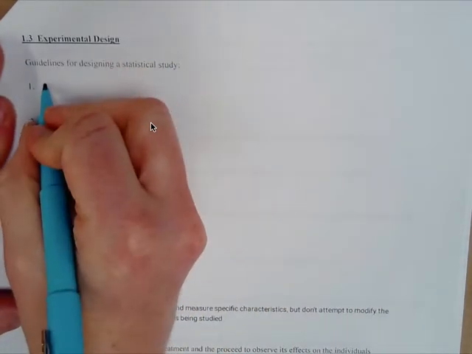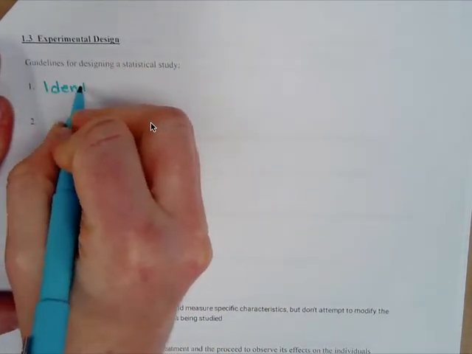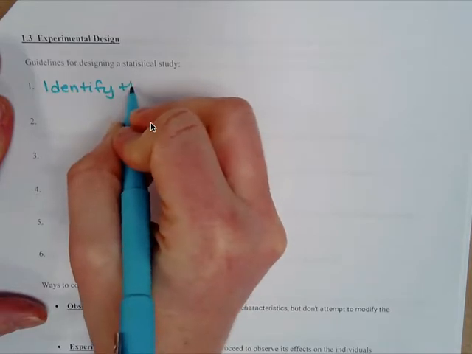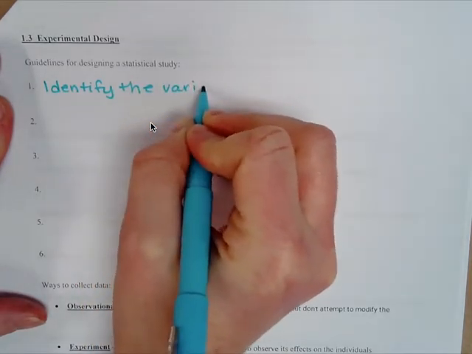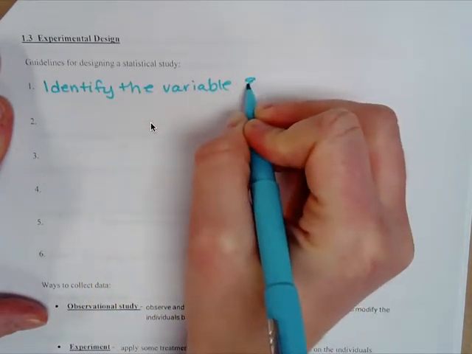We are in 1.3, which is about experimental design. So we are going to write the steps or guidelines for designing a statistical study. So the first one is to identify your variables and the population.